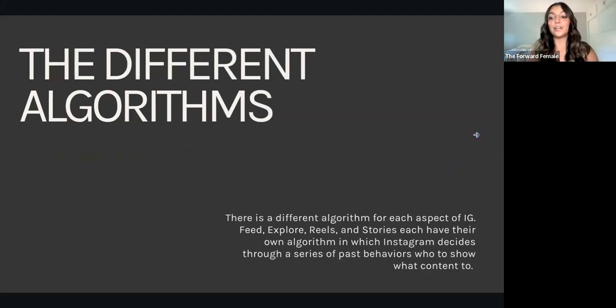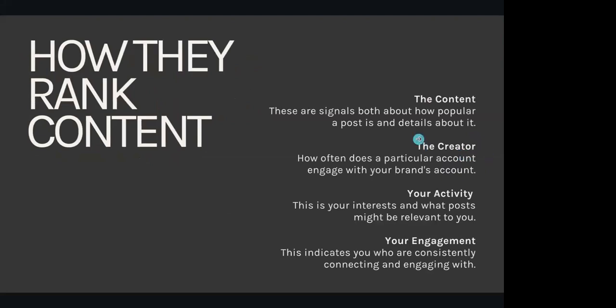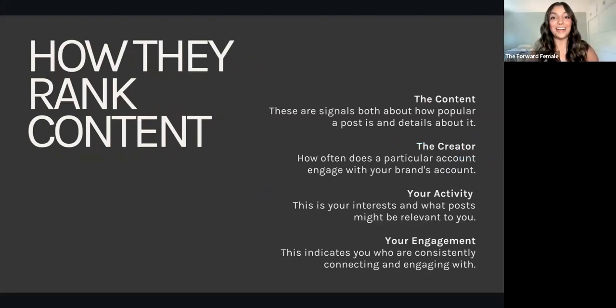So like I said, the different algorithms, they each have their own feed, explore, reels, and stories, which is why we're going to dive in to each. So how they rank the content. They rank it by, one, the actual contents of your content. So how popular it is, how many people are interacting with it right away. So this is going to be how many people are liking.